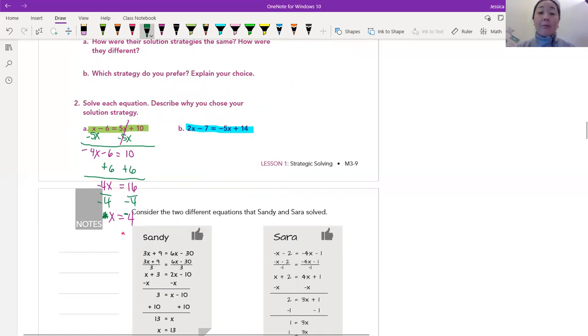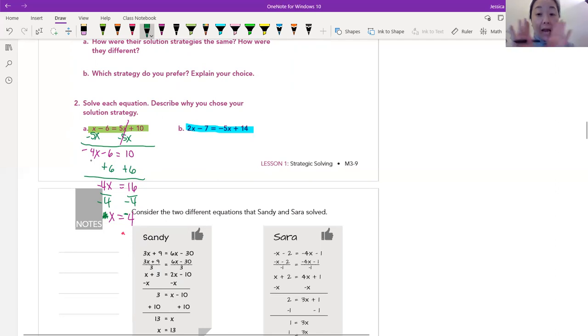And then from here again, now we just have one variable on one side. So the opposite of subtracting 6 is adding 6, right? So we got 10 plus 6 is equal to 16. And we have this -4X here on the left. Now we're multiplying -4 with X, right?